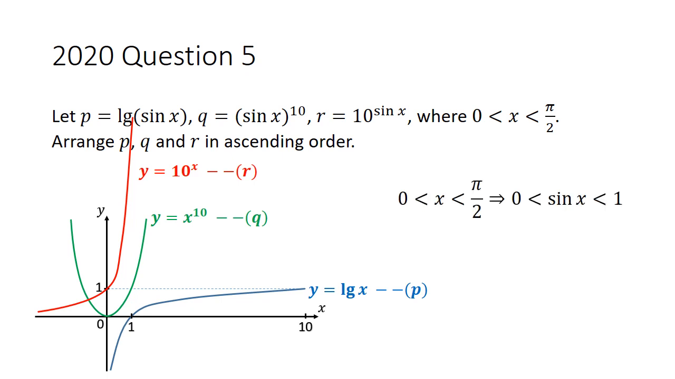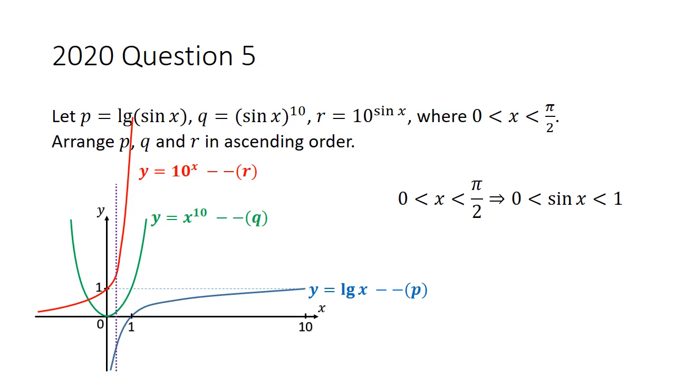Now we know that x is between 0 and pi over 2. So sine x is between 0 and 1. So since sine x is going to be the same value for these blue, green, and red lines, and this number is going to be between 0 and 1, we can just draw an arbitrary vertical line anywhere between 0 and 1 and see where it passes through the red graph, the green graph, and the blue graph.